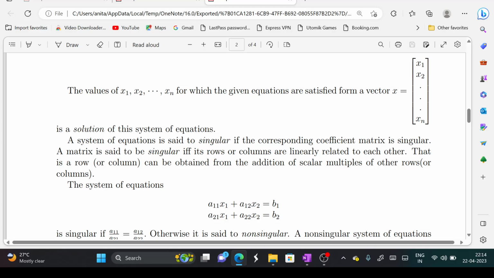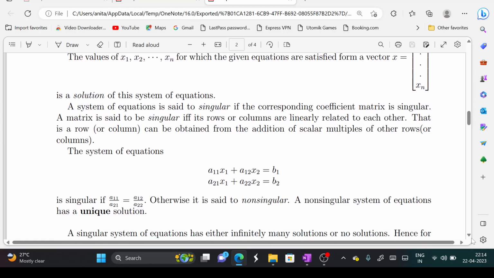Now consider the system of equations a11x1 + a12x2 = b1, a21x1 + a22x2 = b2. This system of equations is singular if the ratio between the coefficients of x1 is equal to the ratio between the coefficients of x2. Otherwise, it is said to be non-singular. That is, if a11/a21 = a12/a22, then it is singular. Otherwise, it is non-singular. In the case of a non-singular system of equations, it has a unique solution.